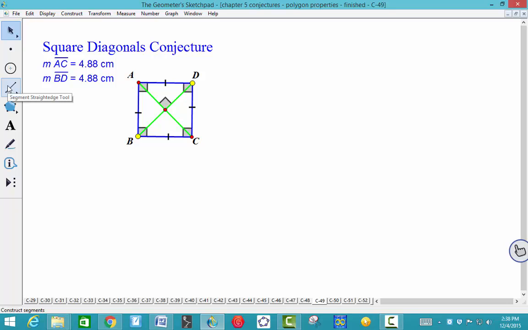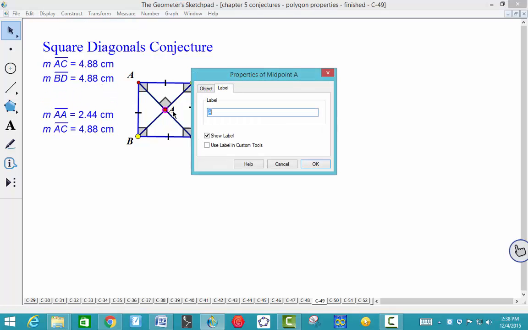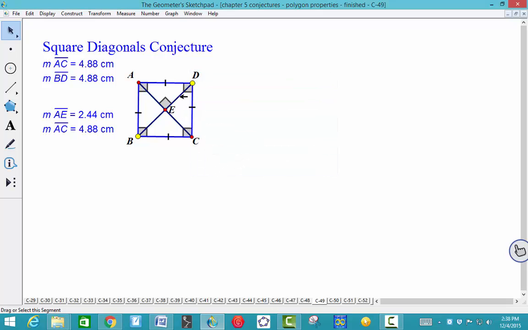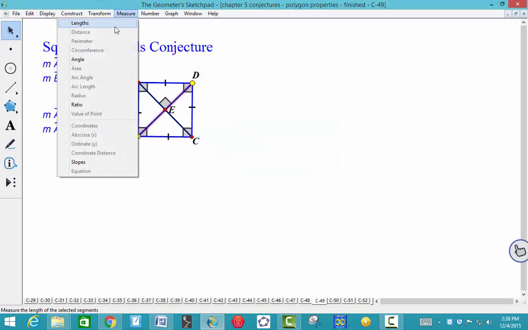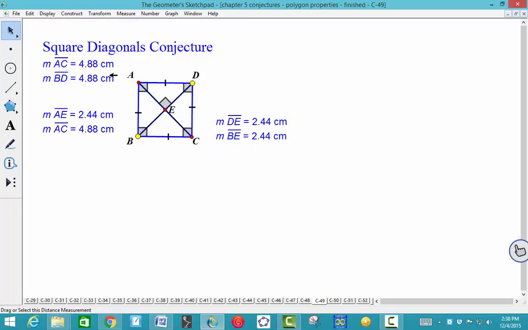One of the tricks here is you can use your segment straight edge tool, and you can make segments on top of the existing segments. And what that allows you to do is you can then click on them and simply measure those lengths. Okay, and let's change this one to say point E. Okay, so the diagonals of a square are congruent, the diagonals of a square are perpendicular, and the diagonals of a square bisect each other.